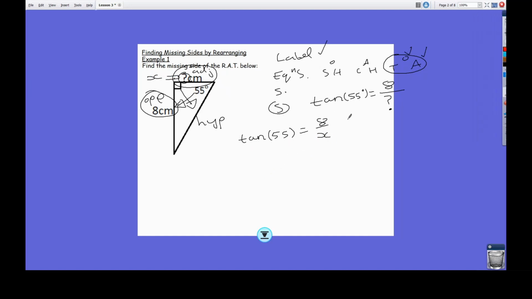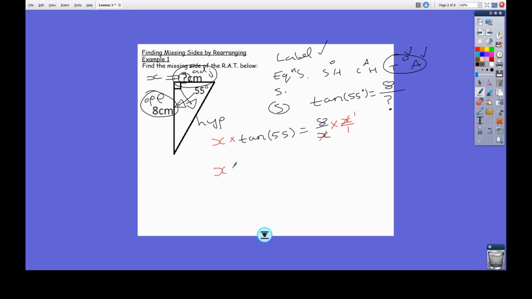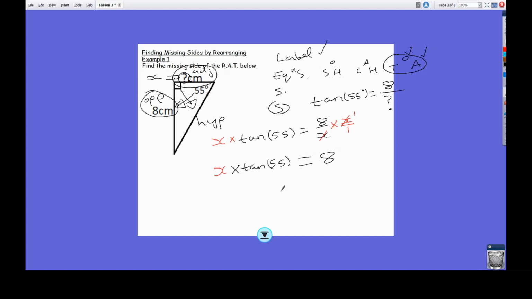side of the equation. So I'm going to get rid of the x on the right-hand side by multiplying both sides of the equation by x, or x over 1 if you want. So on the right-hand side, I get x over x, which cancels to 1. So I have 8 times 1, which is just 8. On the left-hand side, I have x multiplied by tan 55. I'm going to leave it like that. I'm not going to say tan 55x, I'm just going to say x times tan 55. So I have x times tan 55, which is 8.